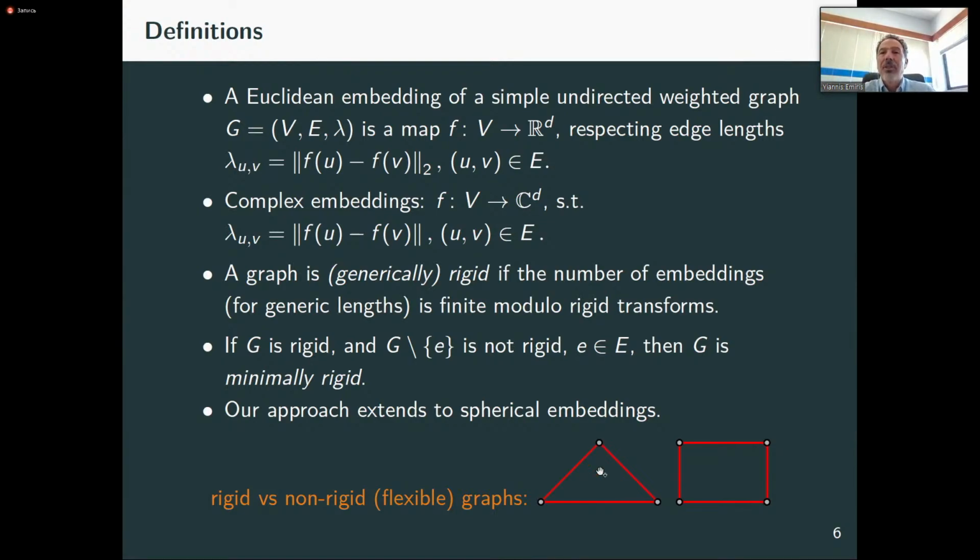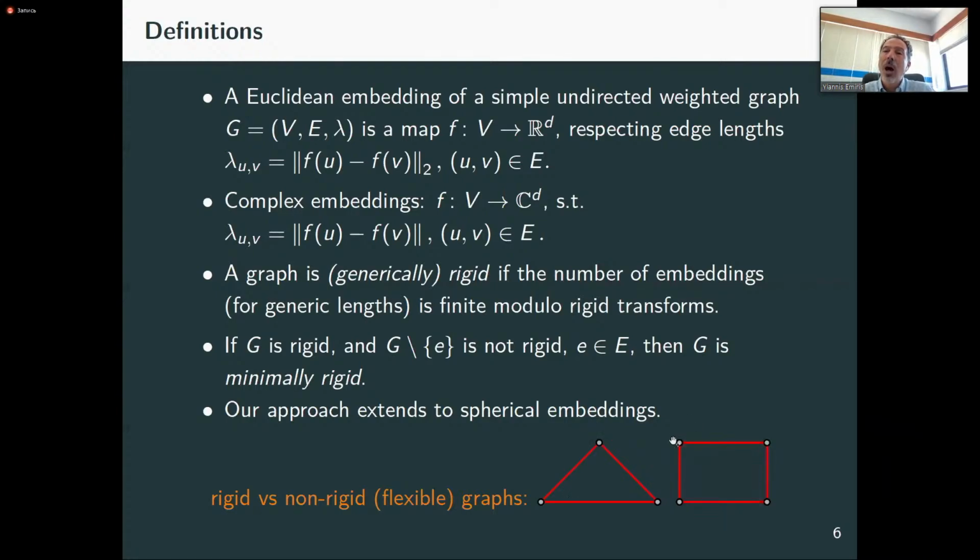For instance, the triangle down here, if I specify edge lengths, has a unique embedding if I fix the origin, if I fix one vertex and I require it to be on the positive y-axis. Even if I can flip, even if I can reflect, it will have two embeddings. So modulo rotations and translations, the triangle has a finite number of embeddings. That's why it's called rigid.